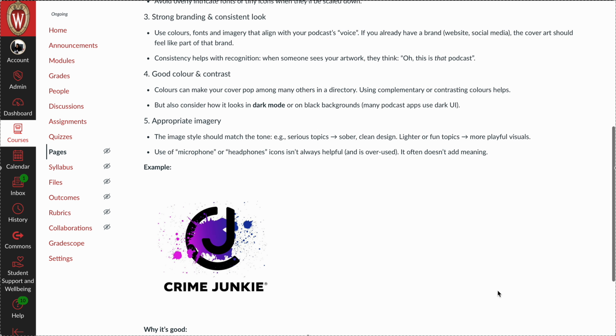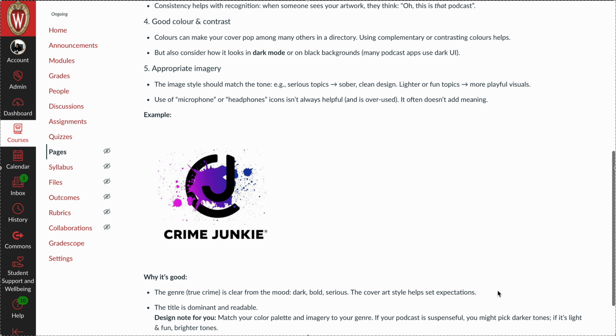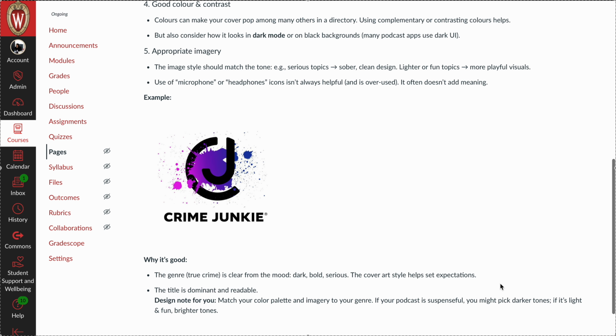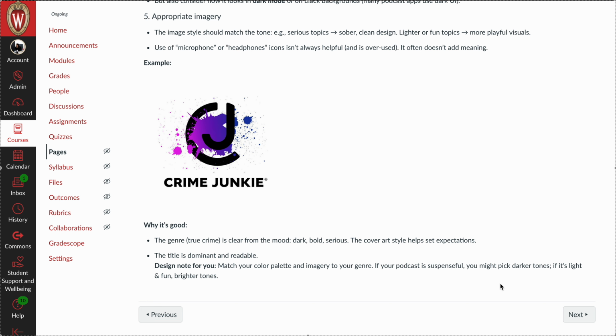Then you're really focusing on strong branding and a consistent look. So you're going to be using colors, fonts, and images that align with your podcast voice. So if you were to already have a brand, because a lot of podcasts will do, then that should be reflective of that. So start to think in that sense, right? Since we are creating podcasts in our next unit, well, what do you want that branding to look like? You should have good color and contrast. So you should make the colors in your cover pop among any others, with appropriate imagery.